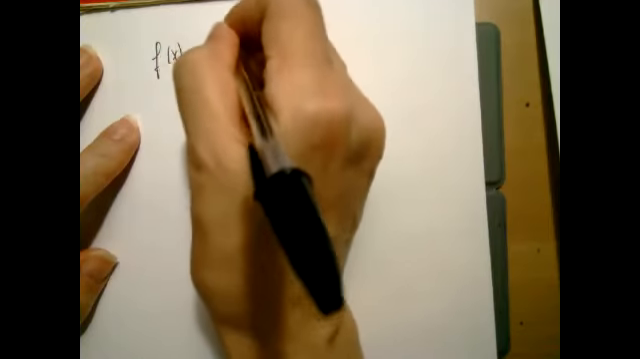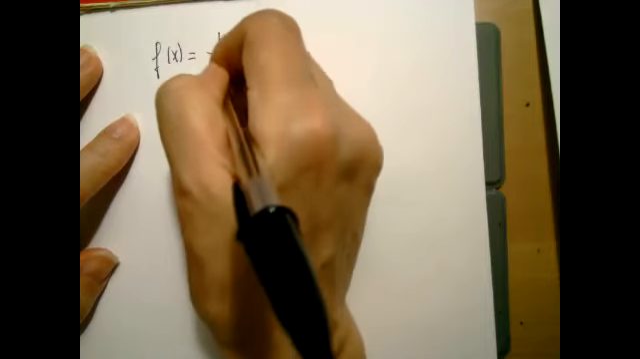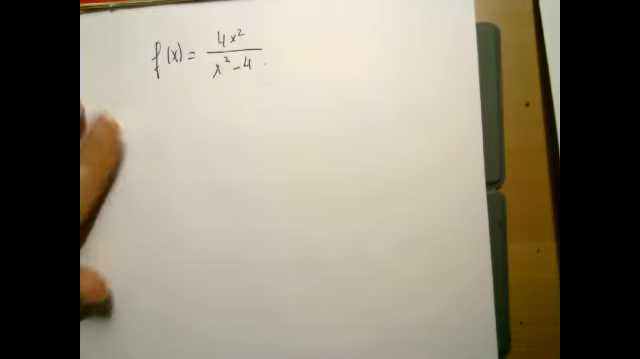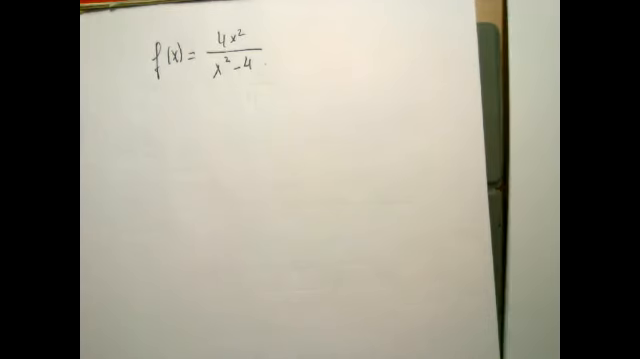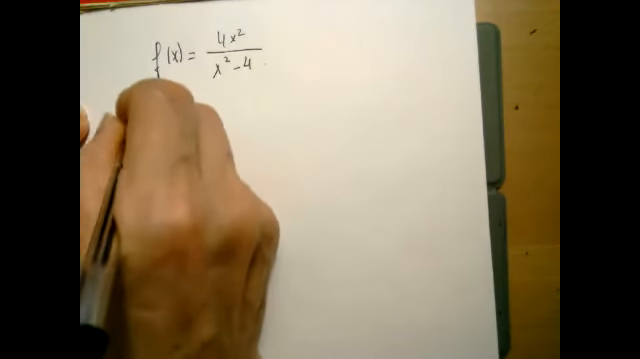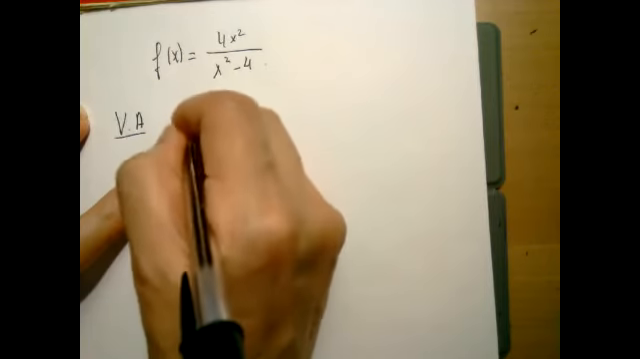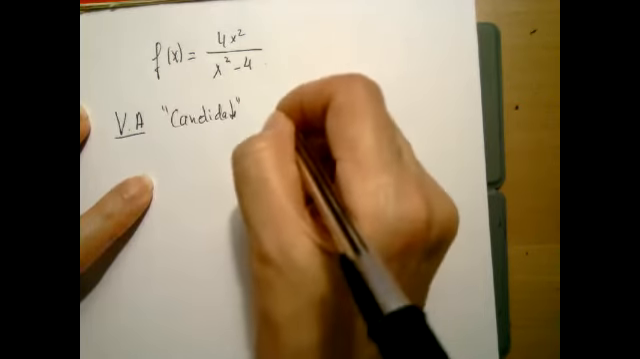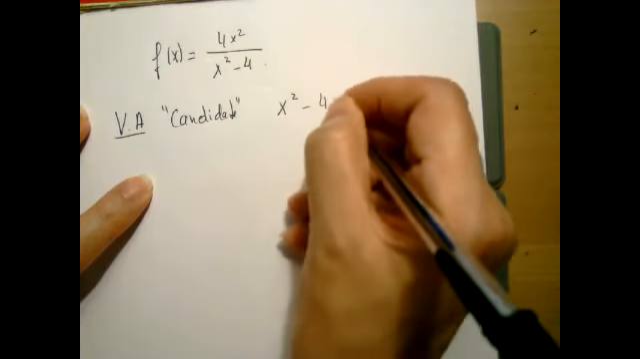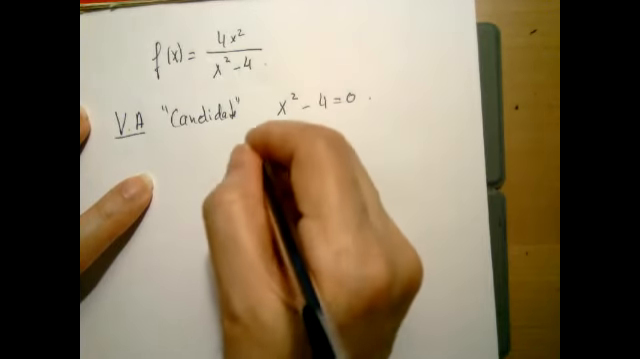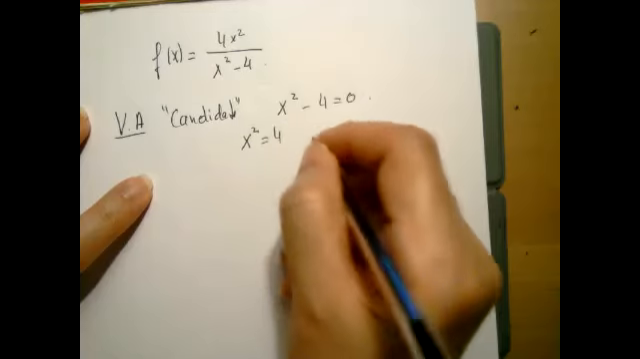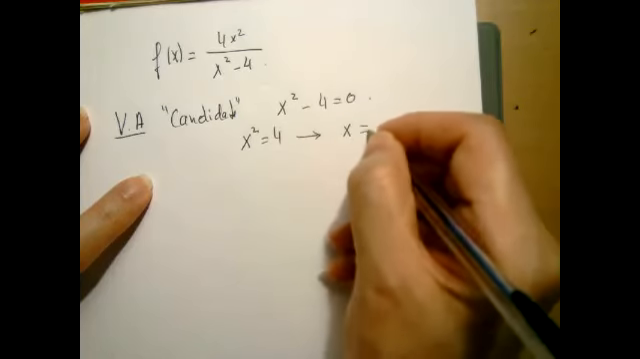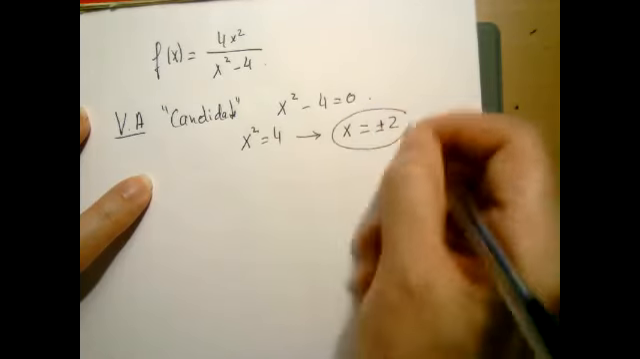And this is 4x squared over x squared minus 4. Okay. And the question is the vertical. Now the vertical asymptotes actually occur when my denominator is 0. So the vertical asymptote candidates, this is what I call them, usually occur when this happens. It means x squared equals 4. It means x equals plus or minus 2.